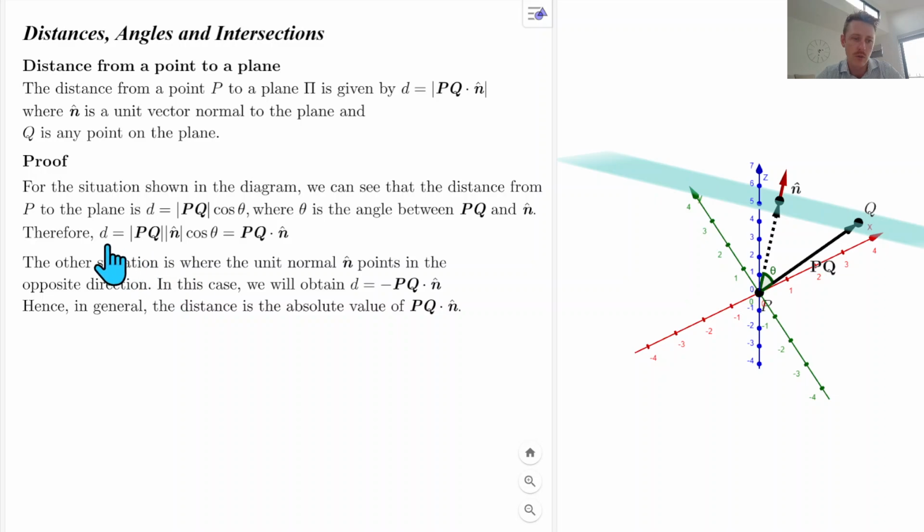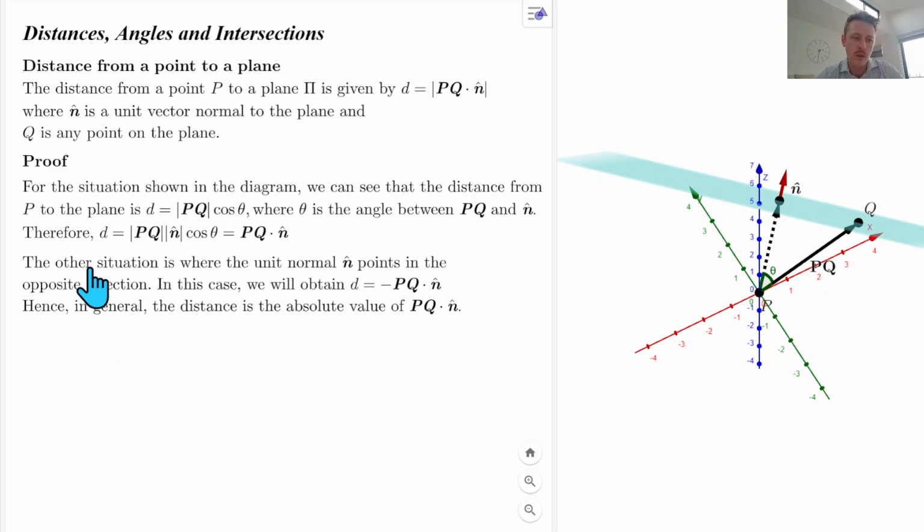Okay, so therefore we can see that d equals the magnitude of PQ multiplied by the magnitude of the unit vector n multiplied by cosine theta, but we know that this has a size of 1. So this is just the definition of the dot product between PQ and the unit vector that's normal to the plane. This is the definition of the dot product, if you recall from previous videos.